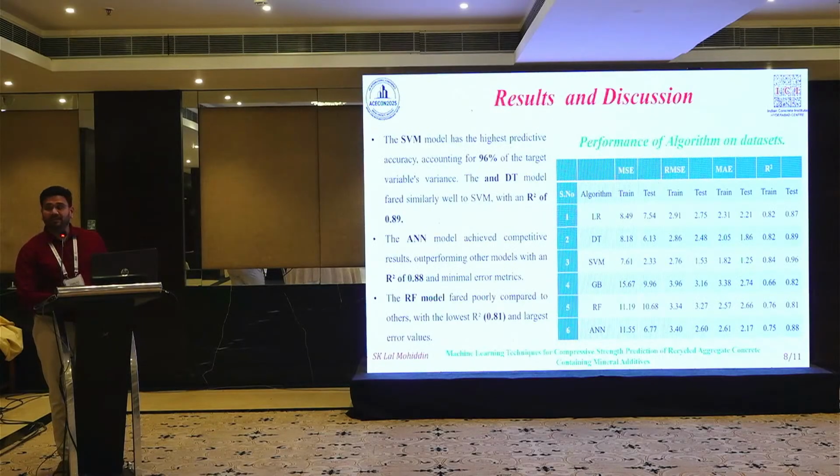Next one is the performance of algorithms on the data sets. So I considered the 6 algorithms, and the training and testing was done for all the evaluation metrics. From these results, it showed the support vector machine gives more accuracy when compared to the remaining algorithms, 96% accuracy, followed by the decision tree having an R square of 0.89. After that, ANN also performed somewhat better, 0.88. From all these, random forest shows the least accuracy when compared to the remaining models.